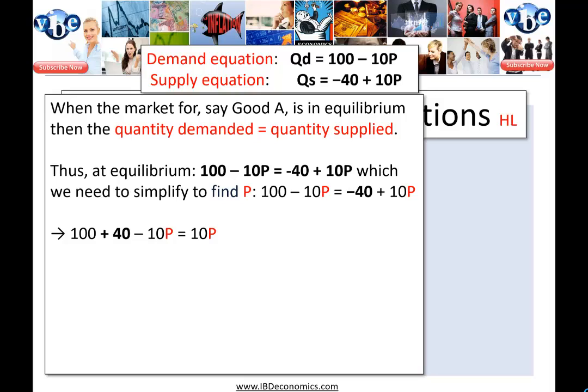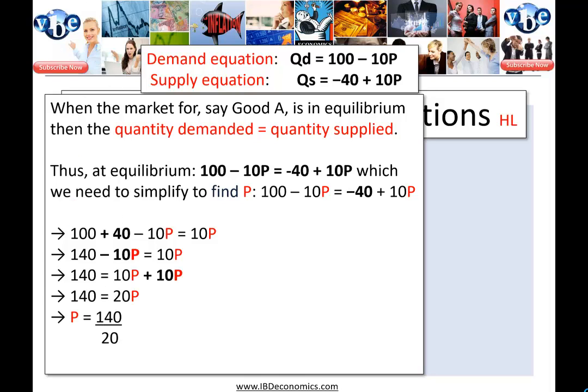So taking our minus 40 across the other side of the equals line, that minus 40 becomes plus 40. And we have 100 plus 40 minus 10p equals 10p. So that must be 140 minus 10p equals 10p. Let's take that negative 10p across to the right-hand side of the equals line. We add it because it was subtracting over the other side. So we now have 140 equals 20p, and now we just divide that 140 by 20.